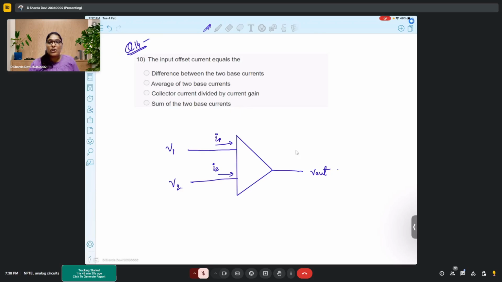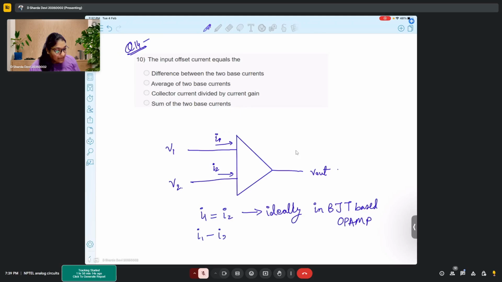So in the case of MOSFET, these currents are zero because it is the gate current. In the case of BJT, I1 equals I2. This should be the ideal case. Both the currents which are going in the BJT-based op amp, the biasing currents of both the BJTs, I1 and I2, should be equal, such that I1 minus I2 comes out to be 0.